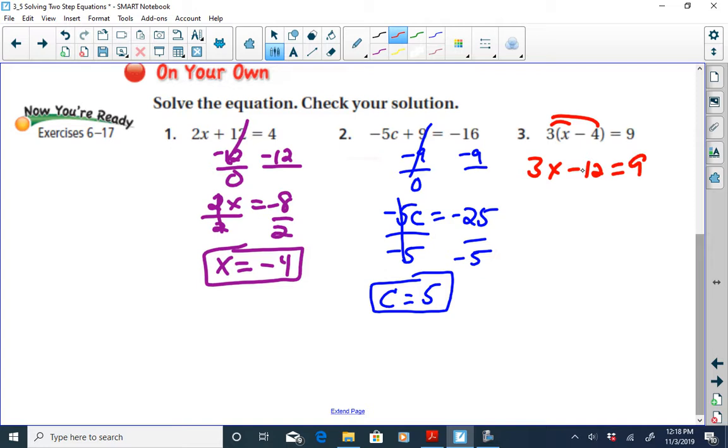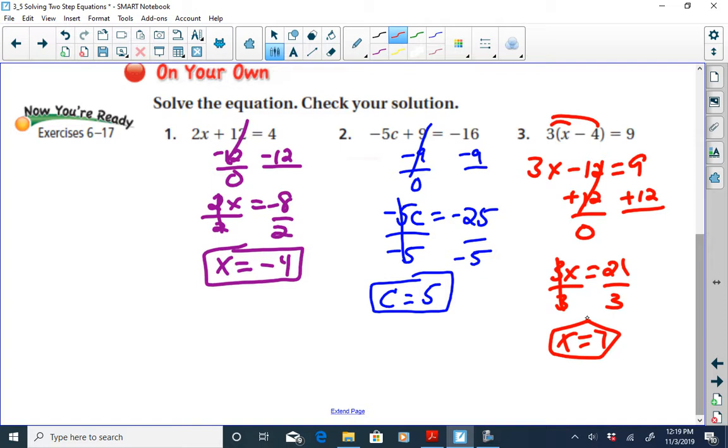Now we have our two-step equation where we're going to do the inverse of the two operations. So I'm going to add 12 to both sides of the equation first. Over here they cancel, that's going to be 0. 3 times the number x is equal to 9 and 12, that's 21. Next we divide by 3 on both sides of the equation. Right, x is going to be equal to 7.